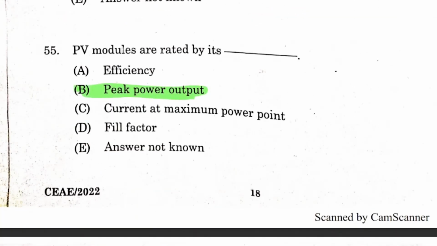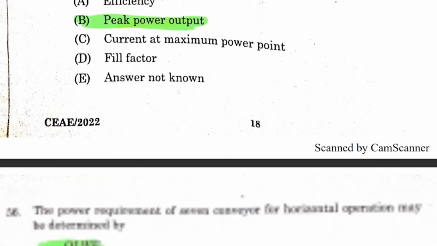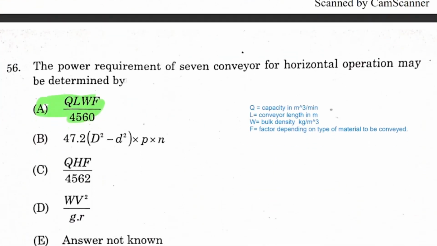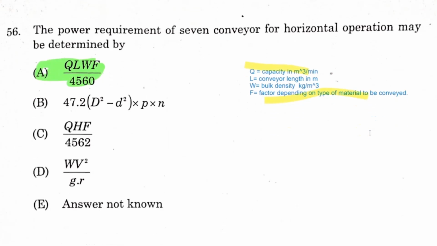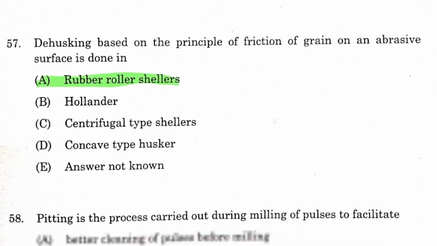Next question is 55. PV modules are rated by their peak power output. Next one is the power requirement of a conveyor for horizontal operation may be determined. So that is determined by QLWF/4560. Here Q is capacity in meter cube per minute, L is conveyor length, W is bulk density in kilogram per meter cube, and F is a factor which depends upon the type of material being conveyed.